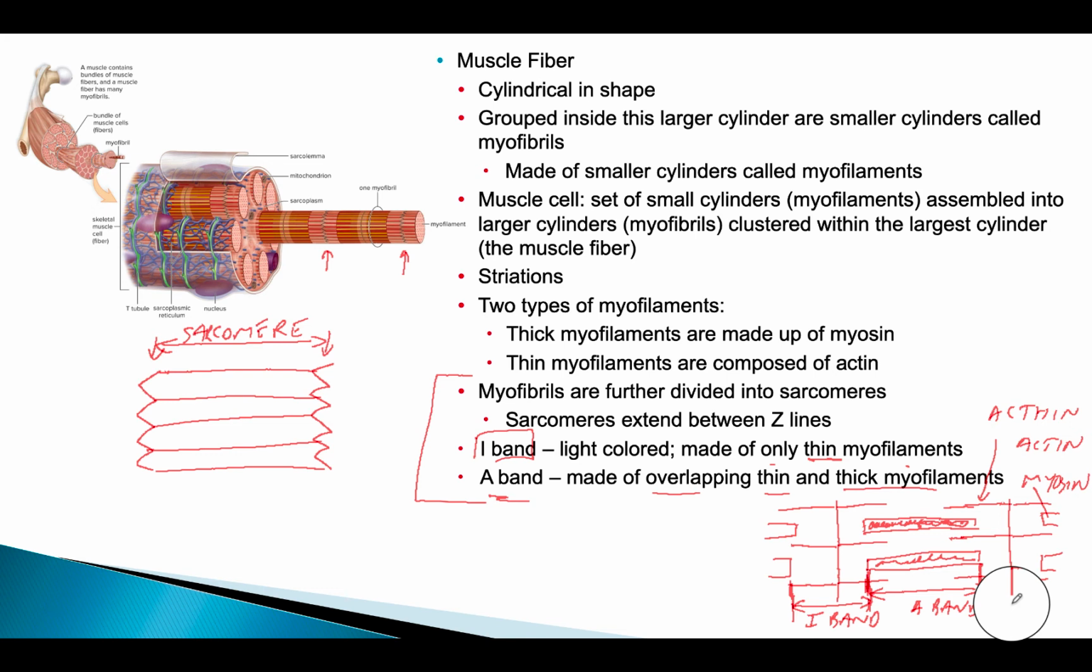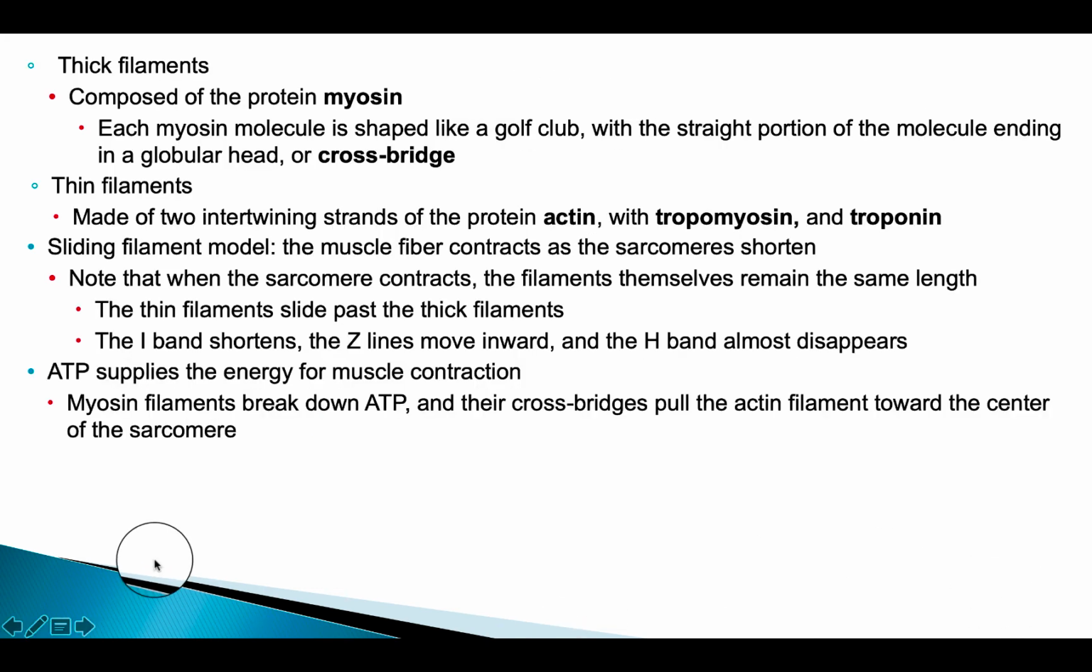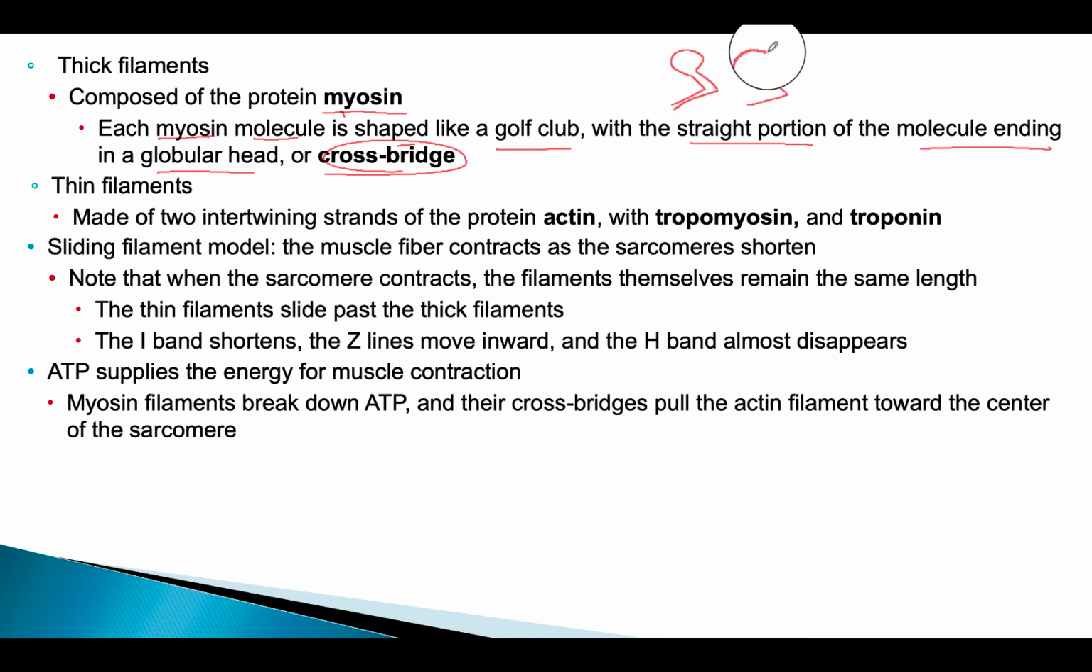Continuing on with our next slide over here. Now, the thick filaments specifically are composed of the protein myosin, as we mentioned. Each myosin molecule is shaped like a golf club, with a straight portion of the molecule ending in a globular head, or cross bridge. So here is an example of your myosin, shaped like a golf club. There goes your myosin right there.